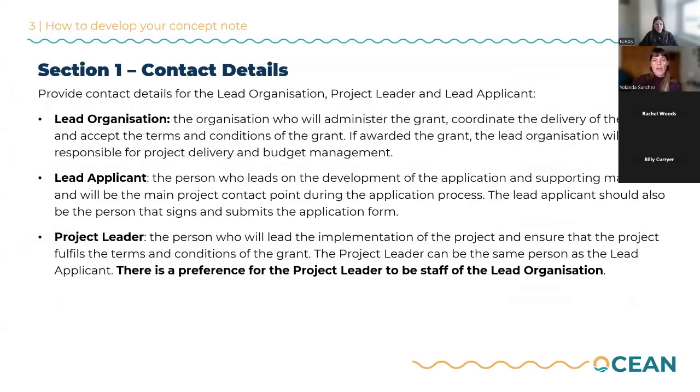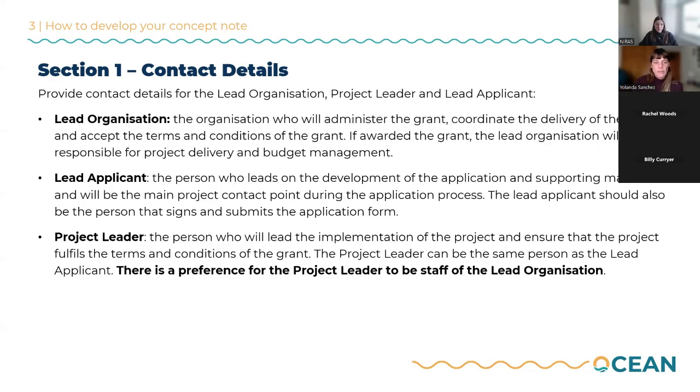That could sound very easy and simple, but we received a lot of questions about that last year because it's important to understand the difference between lead organization, lead applicant, and project leader. So the lead organization is going to be the organization who will administer the grant, coordinate the delivery of the project, and accept the terms and conditions of the grant. In case you win this grant, the lead organization will be responsible for the project delivery and the budget management.